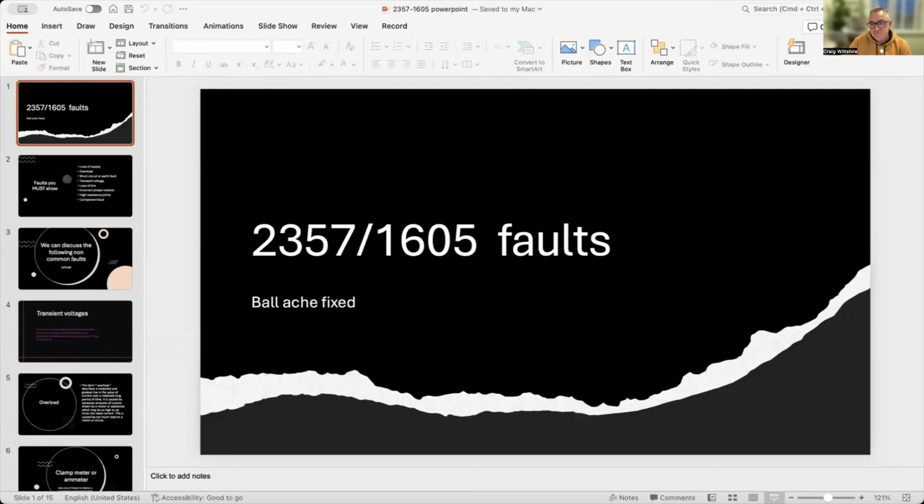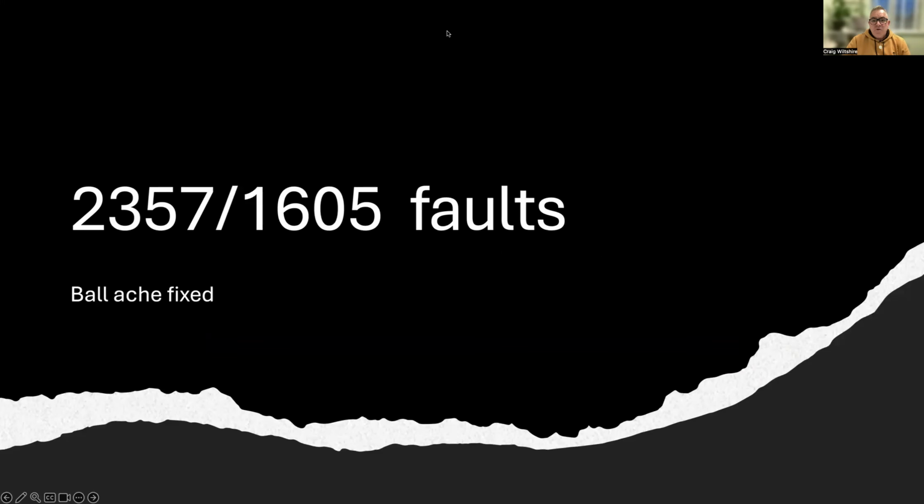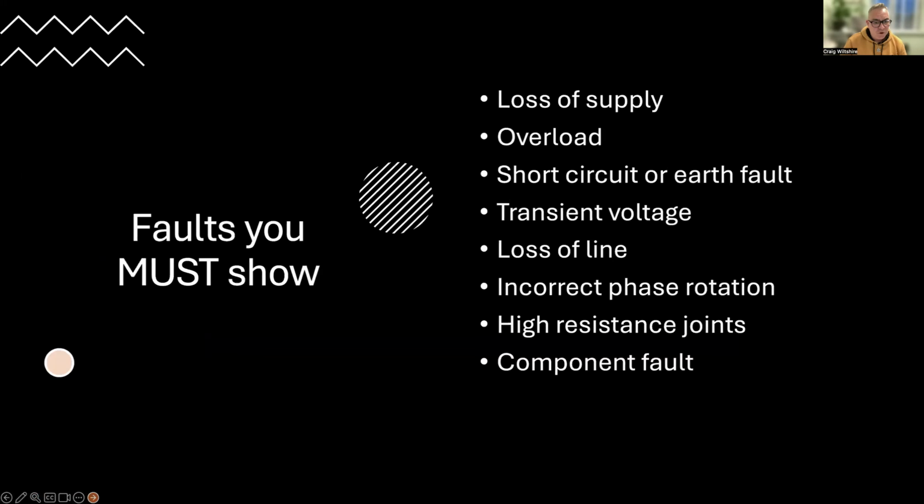All right. So let's crack on then. And I've made a little presentation for us. So 2357, 1605 faults, ball ache fixed. All right, so I'm going to do my best to try and clarify some of the points, some of the horrible things that we have to go through in these NVQs and try and make it a little bit easier for you guys, okay? So, what faults do we have to get?